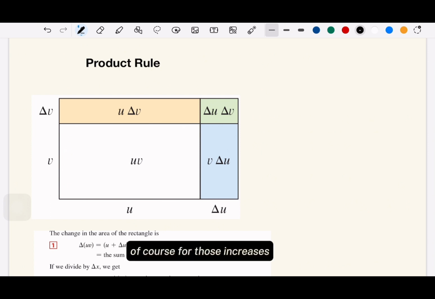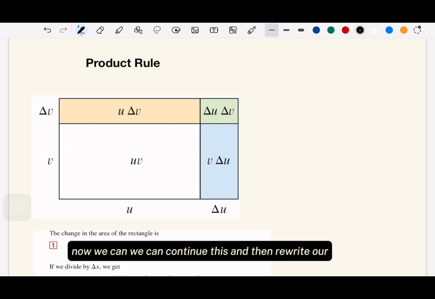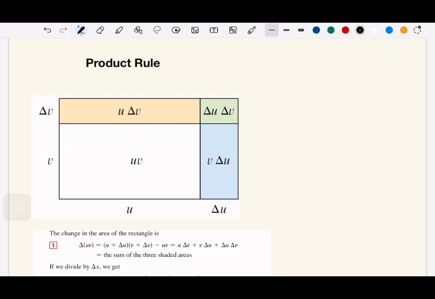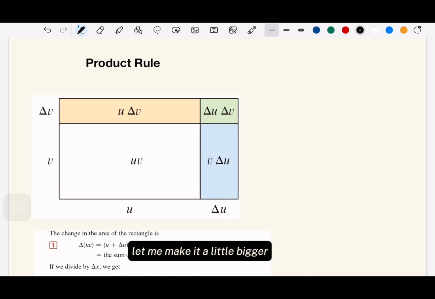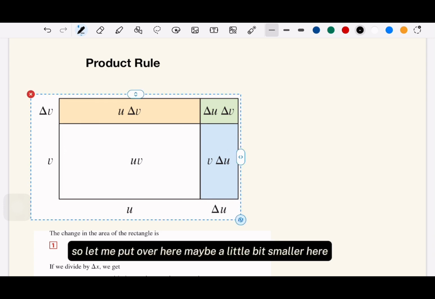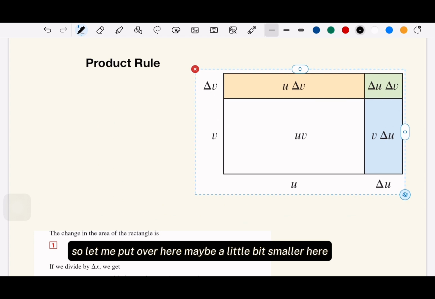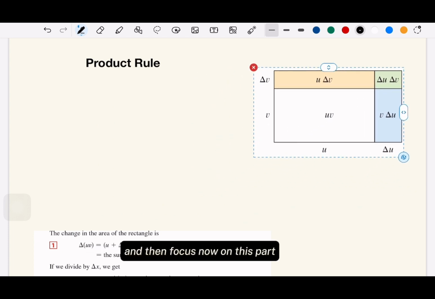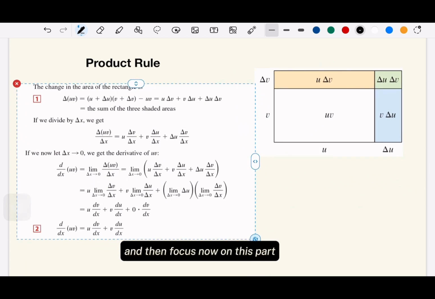And of course, for those increases, we can imagine how it's going to be for each area that is increasing. This part and this part are all increased because of this delta u and this delta v. Now we can configure this and then rewrite our change of area of the rectangle. Let me make it a little bit bigger, and then focus now on this part.